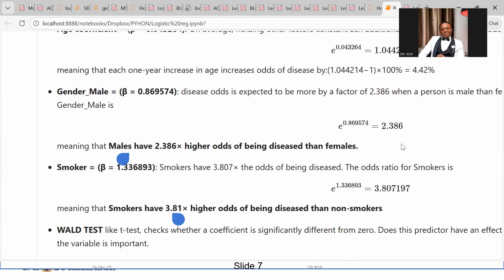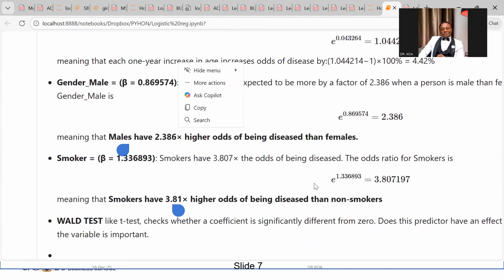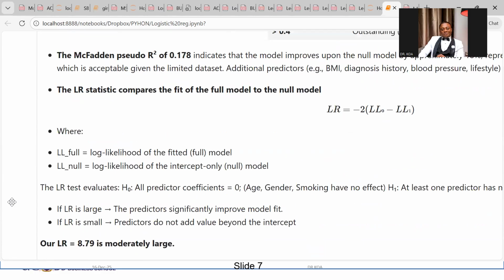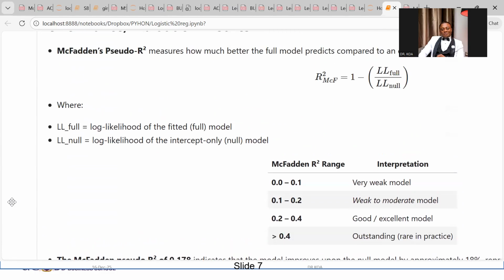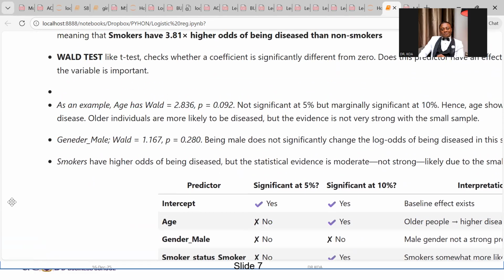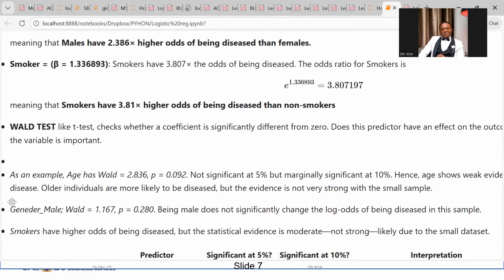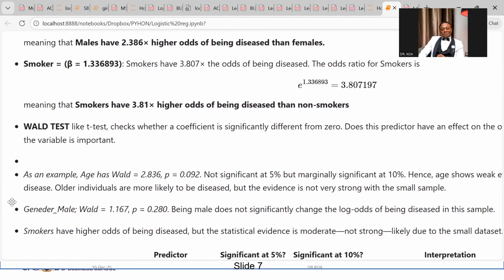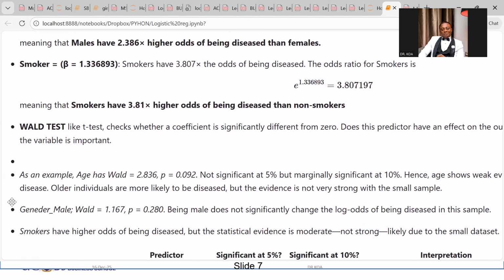The T statistic is normally for multiple regression, but for our logistic regression, we rather use the Wald test. I wanted to give you the formula for the Wald test, but it's not too necessary. So you will get a Wald test in your results. And when you are writing your thesis, you should generate it.